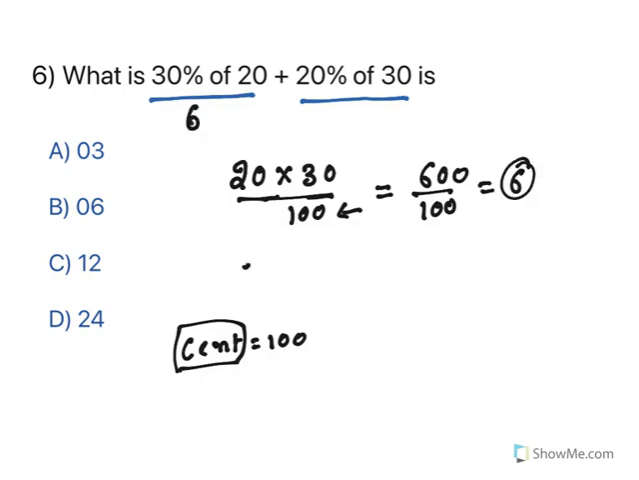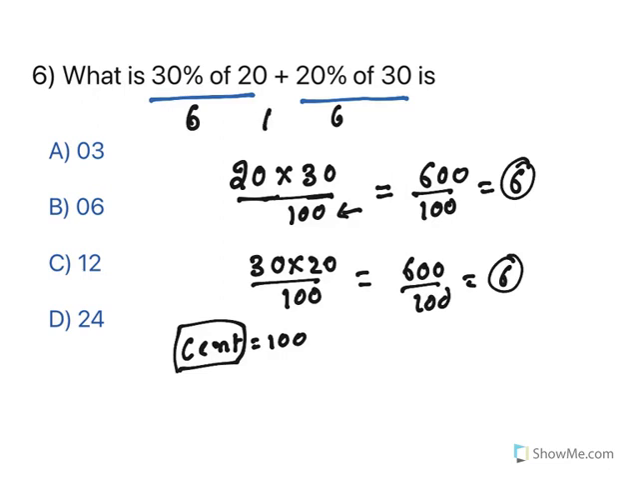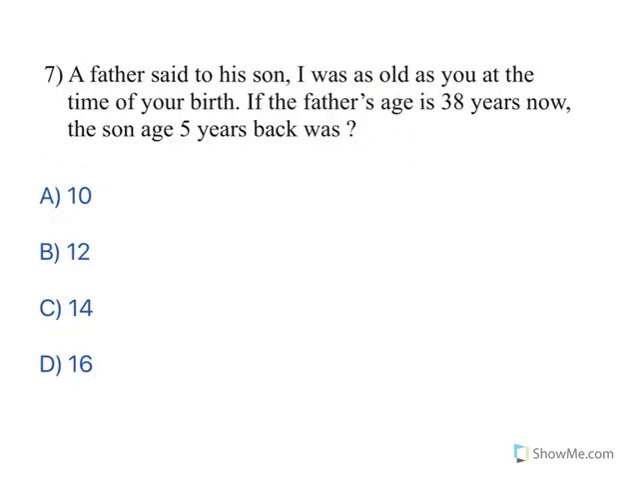Now the next one. 20% of 30, look at this. So out of 30, how much would it be? 20% means, again, 600 by 100, this is 6. This is also 6. So when you add both of them, how much is it? It is 12. So the answer is 12. See, for any percent problems, take this approach. Whatever the percentage is, 5% is 5 by 100, 20% is 20 by 100, 30% is 30 by 100. Simplify this and you will get the answer. Moving to the next one.